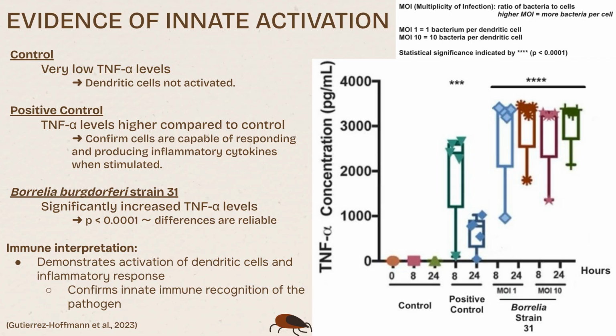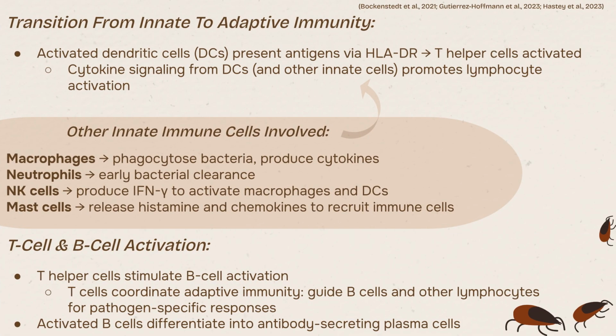This is important because it represents one of the early steps in the immune response and helps initiate activation of adaptive immunity. However, in the context of disease, the strong inflammatory response does not guarantee bacterial clearance and may contribute to inflammation and symptoms while the bacteria persist. From this data, we could see that Borrelia strongly activates dendritic cells.